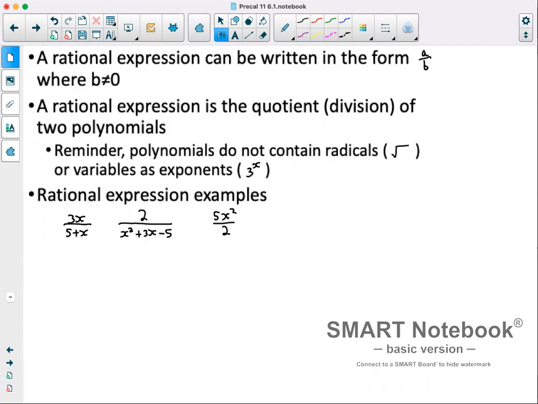Now, some examples of rational expressions are 3x over 5 plus x, 2 over x squared plus 3x minus 5, 5x over x squared over 2. These would all be rational expressions. So essentially we have something in the numerator, something in the denominator, and we have variables.